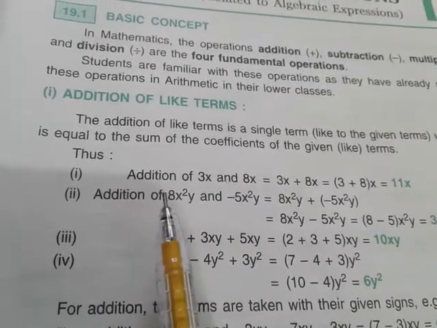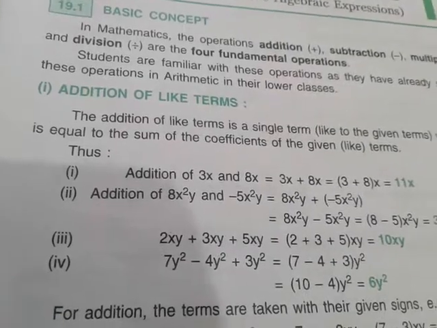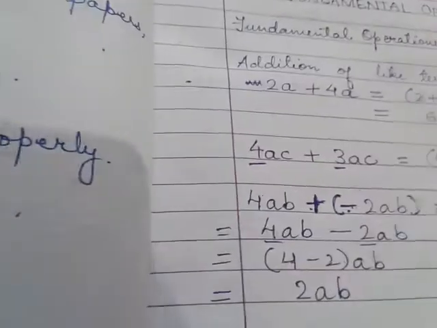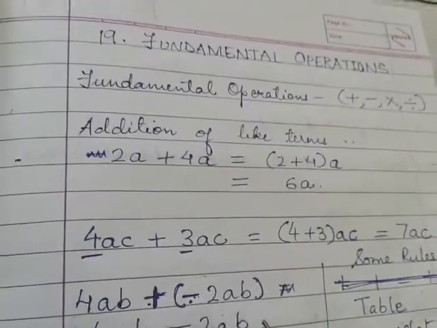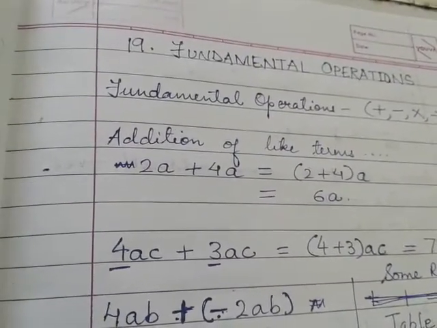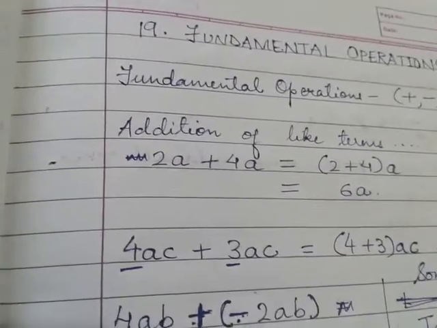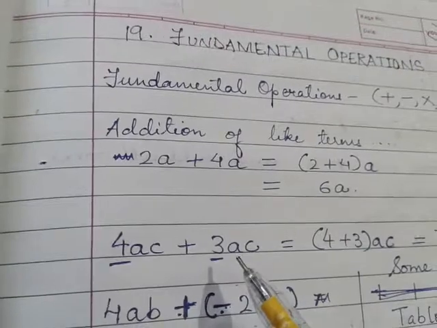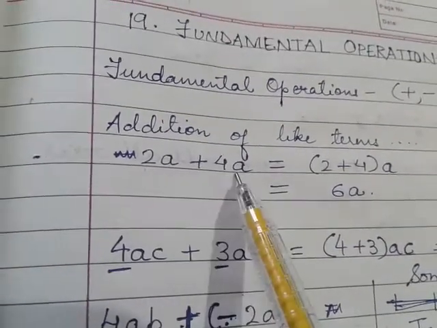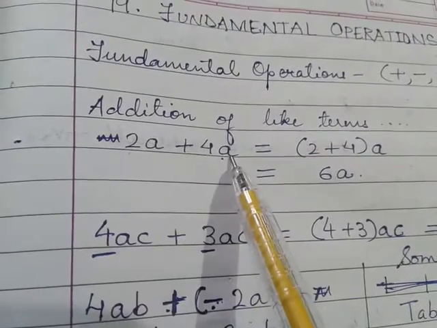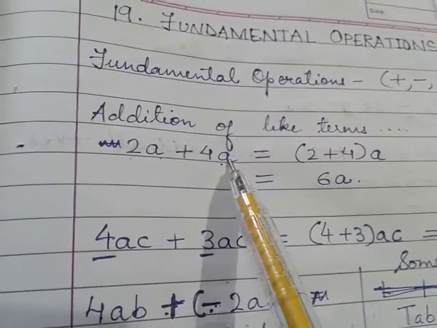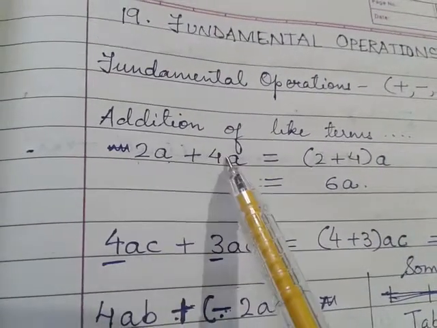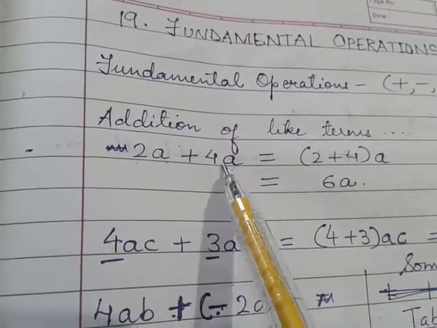Addition of like terms means first you should know what like terms are. We have already studied this, so those who have studied the previous chapter thoroughly know what like terms are. Like terms means exactly the same kind and type of variable. Two or more terms which have the same kind of variables. So 2a and 4a are like terms. Why? Because of the same variable a. If one is a square and the other is a, then they are not like terms. If one is a square, the other must be a square. If one is a cube, the other must be a cube.